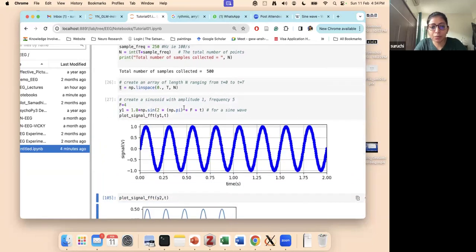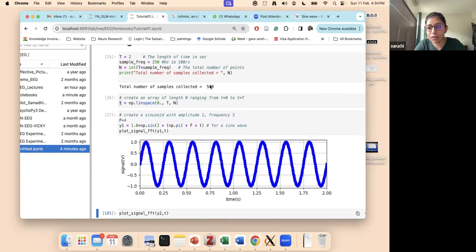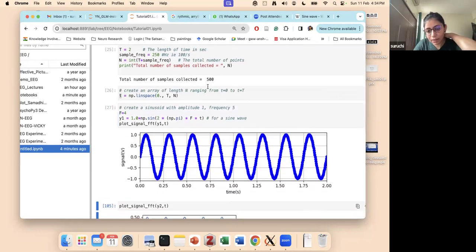What does it mean? It means I had used f equal to 4. So I was asking it to take 500 samples and create me a wave which has an amplitude of 1. So here it goes only up to 1. And it has a signal frequency of 4. So you'll see 1, 2, 3, 4 peaks in a second.